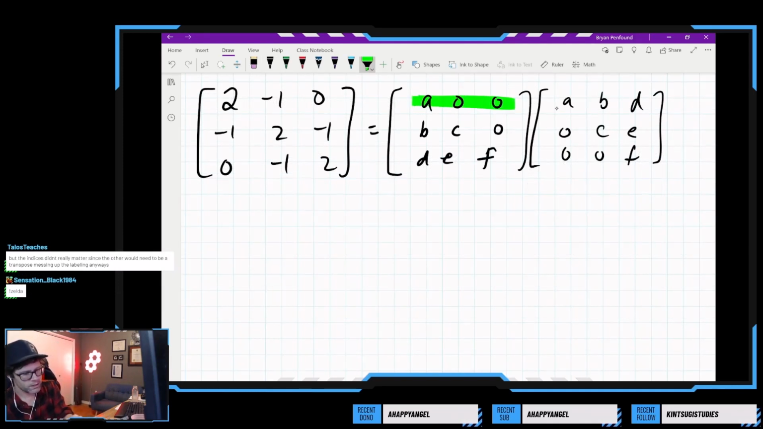I know that this and this multiplied together should give me this entry. So step 1, we know that A squared is equal to 2. And this means that A is going to be equal to the square root of 2. I feel like that's a very natural step 1.